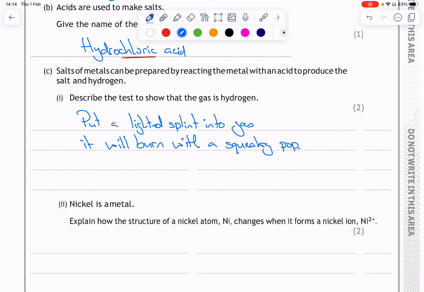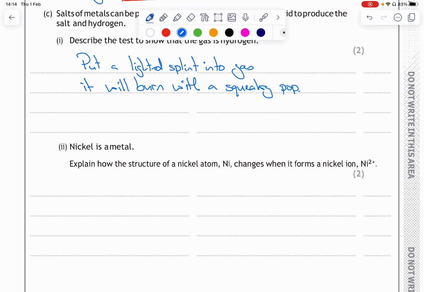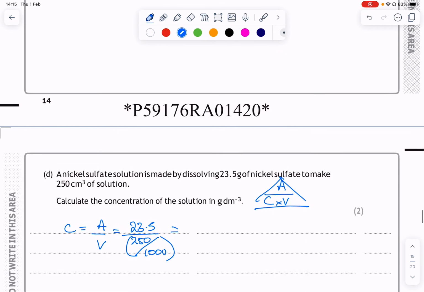Okay, nickel's a metal. How does nickel change when it forms a nickel ion? So what we have to say here, if we're going to go from nickel which has no charge to nickel which has a 2+ charge, we need to lose electrons, and because it is 2+, we need to lose 2 electrons. That's where your marks are going to come from. Okay, so you need to say it's going to lose 2 electrons. Okay, and there's 2 marks in that answer for yourself.